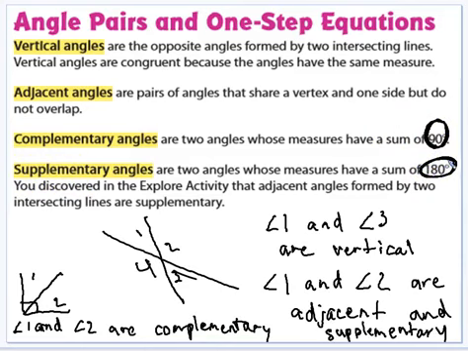Oh, hey, Mr. Giancarlo. I was wondering what's the sum of two angles for complementary? It's 90. Okay? Supplementary is 180. Complementary 90. Supplementary 180. Complementary 90. All right? Please remember that. Okay? Jot all this down.